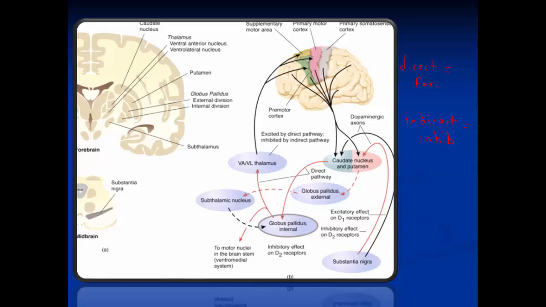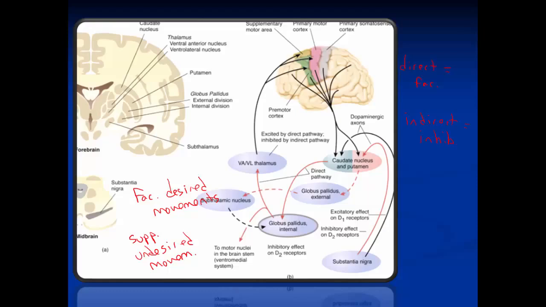To make a long story short, what the basal ganglia do is facilitate desired movements. Okay, facilitate desired movements, but suppressing undesired movements.